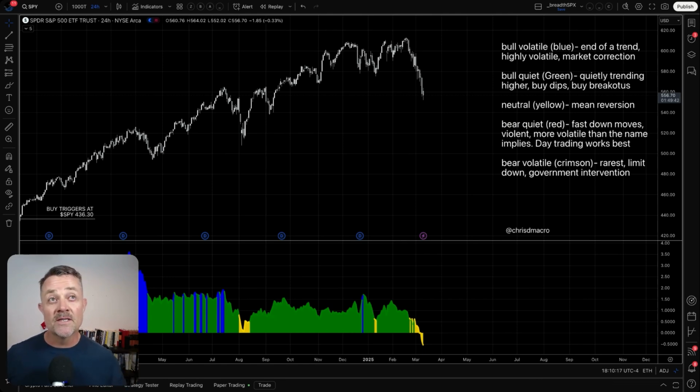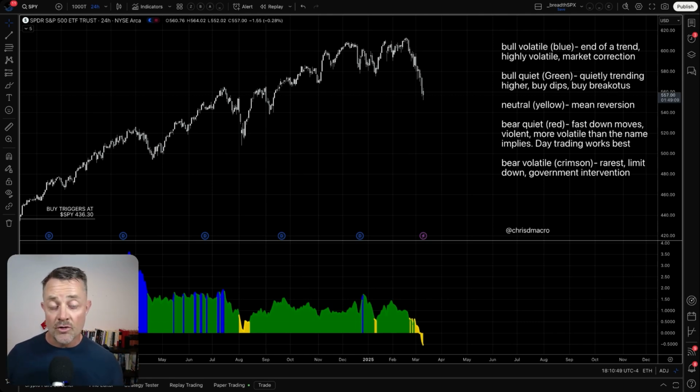This bull quiet regime is pretty common when traders who've been in the game for a while start to call market tops. Until you see that bull volatile print in blue, this fuels that wall of worry. People get scared as this market trends higher and higher, and they get worried that this is a blow-off top, when you haven't even got to the signal that would cause the blow-off top.